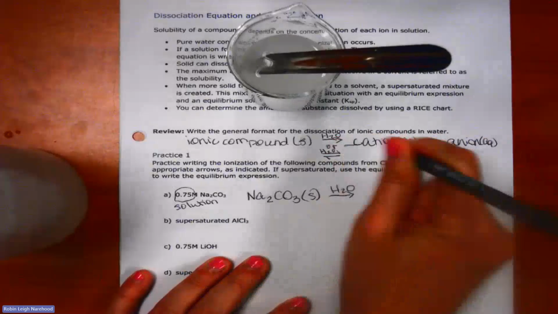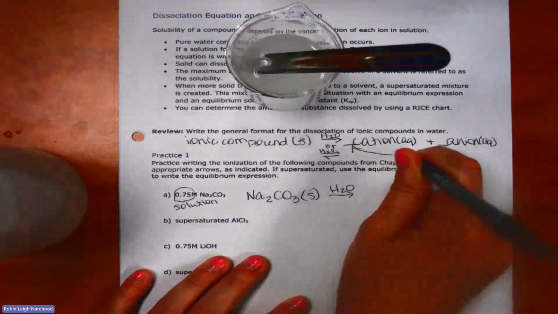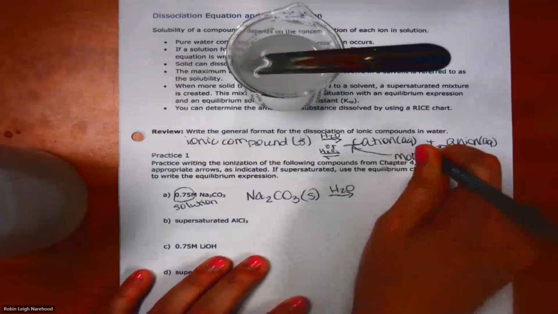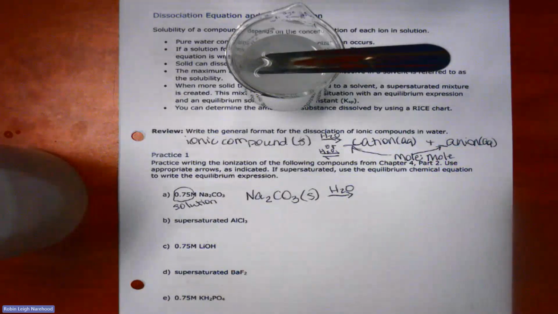And as coefficients in front, this is going to be our mole to mole ratio. So whatever the ratio is for our ions, that will be your coefficients. You do not put a subscript for an ion that is not part of the ion formula. So this is sodium carbonate.